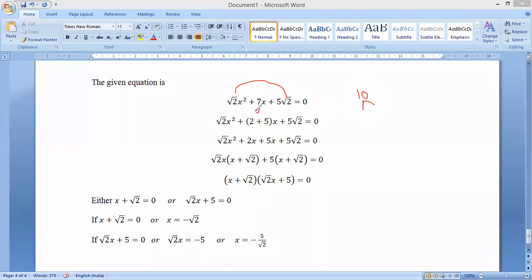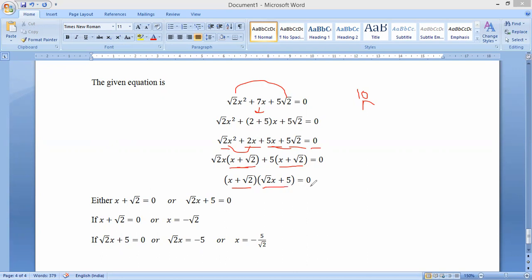So middle term can be written as 2 plus 5 into x. So this is under root 2x square plus 2x plus 5x plus 5 under root 2 is equal to 0. Now if we take out under root 2x as common, the remaining value is x plus root 2. And when we take out 5 as common, the remaining value is x plus root 2, which is equal to 0. Now when we take out x plus root 2 as common, the remaining value is under root 2x plus 5 is equal to 0.